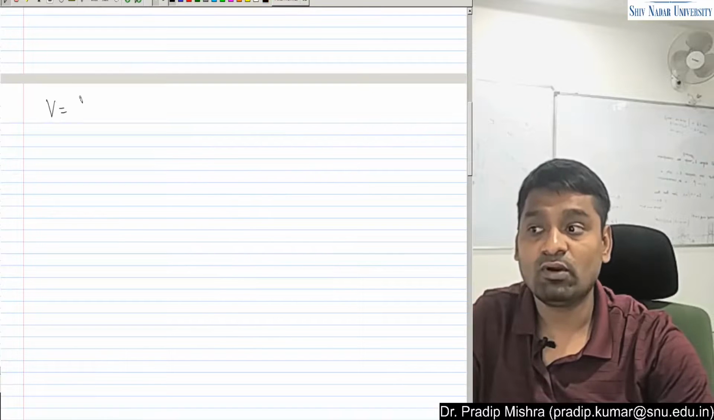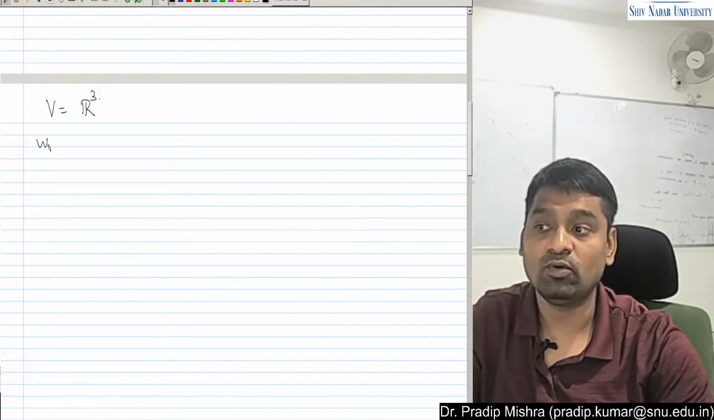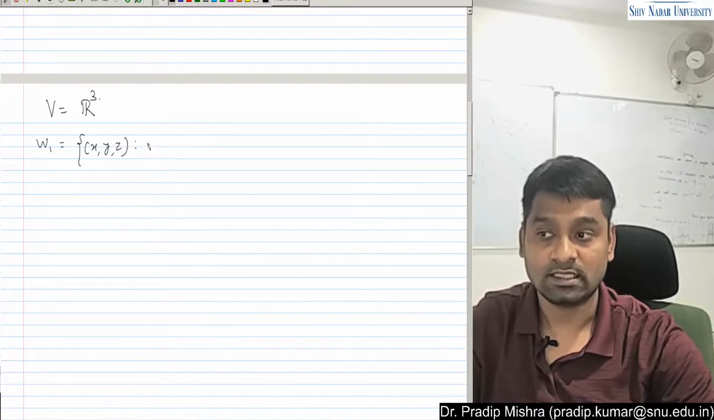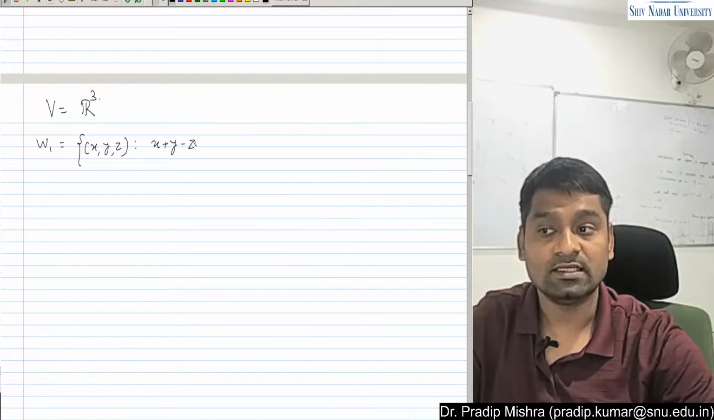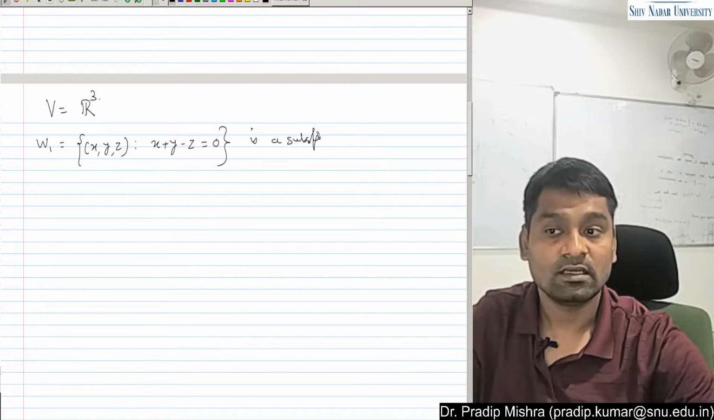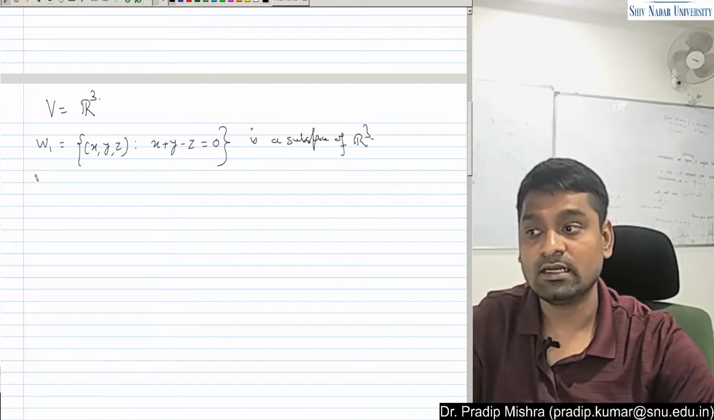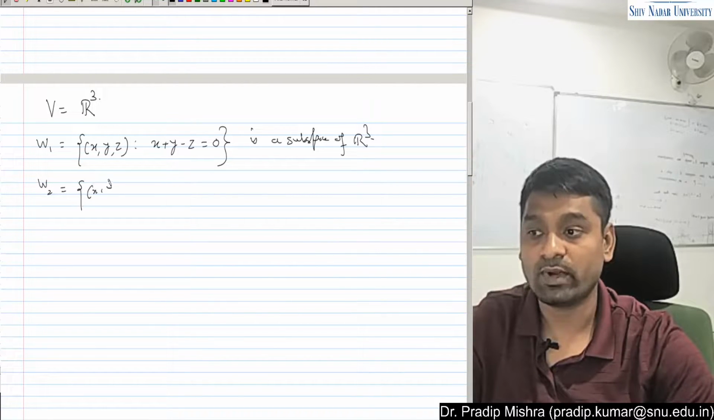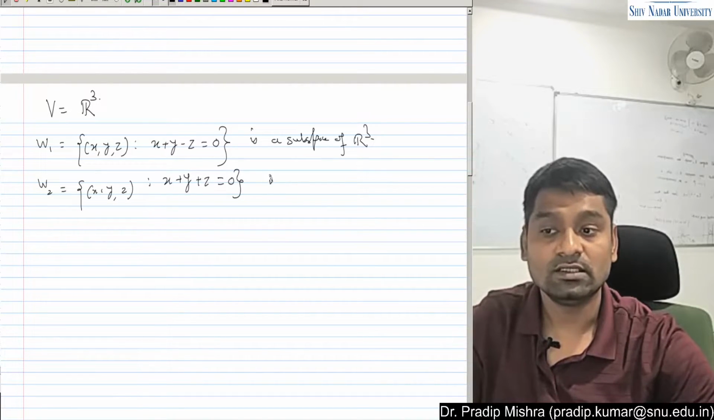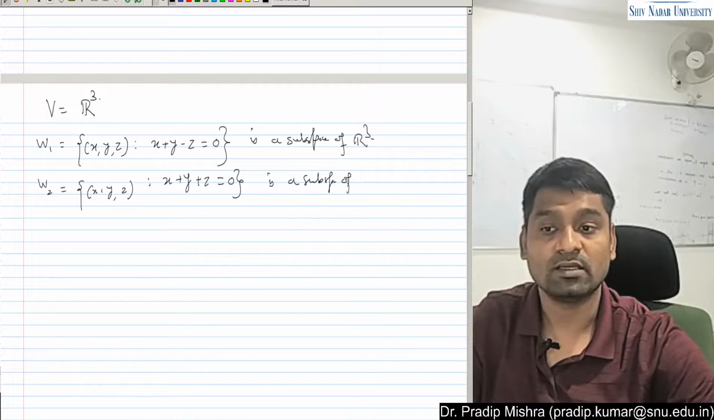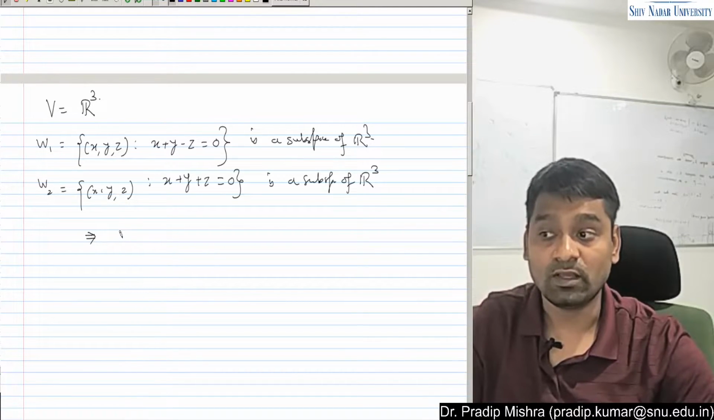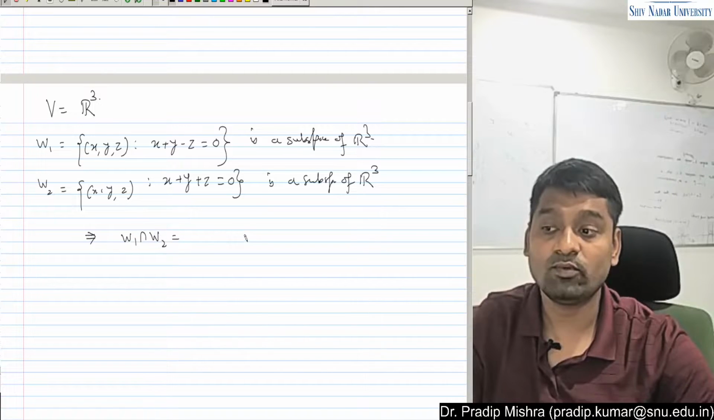For example, let us take V equal to R3 and W1 equal to the set of (x, y, z) such that x plus y minus z equal to 0. This is a subspace of R3. And the second, W2 equal to the set of (x, y, z) such that x plus y plus z equal to 0. This is also a subspace of R3, because we know that the null space, the solution space, is a subspace. So therefore, what is W1 intersection W2?